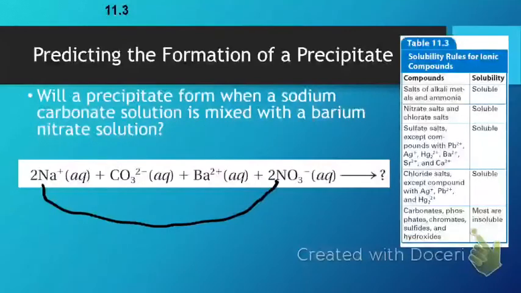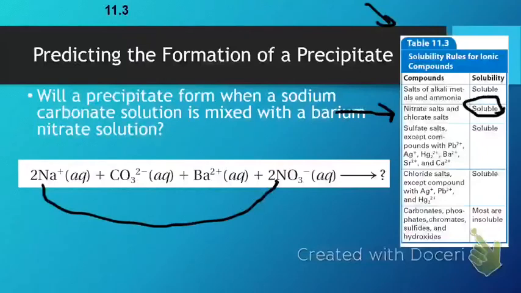nitrate? Okay, then we look in our chart, table 11.3 over here, and we see nitrate salts and chlorate salts. Any ionic bond that you make with a nitrate is going to be a nitrate salt. It tells us that this is soluble. Okay, soluble means that it's going to dissolve in the water, so that's not going to be our precipitate.